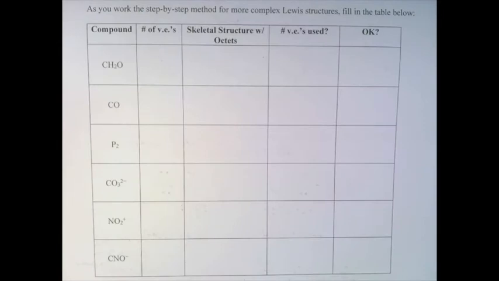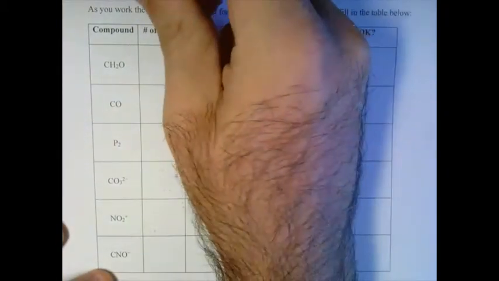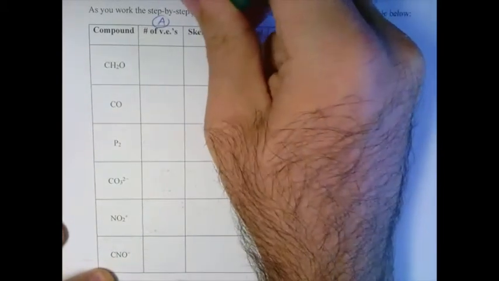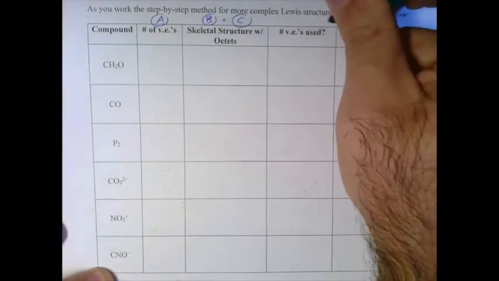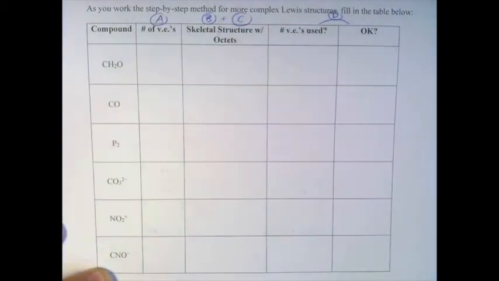On this worksheet, I'd like you to work the step-by-step method for the more complex Lewis structures, just to kind of map it out. What you're seeing right here is step A, counting the valence electrons. Steps B and C are essentially being done here, making a skeletal structure and then giving everything its octet. And then these 2 bits are step D, counting the valence electrons used and deciding if it's okay or not. Don't worry about making it completely right if your answer here ends up being no.